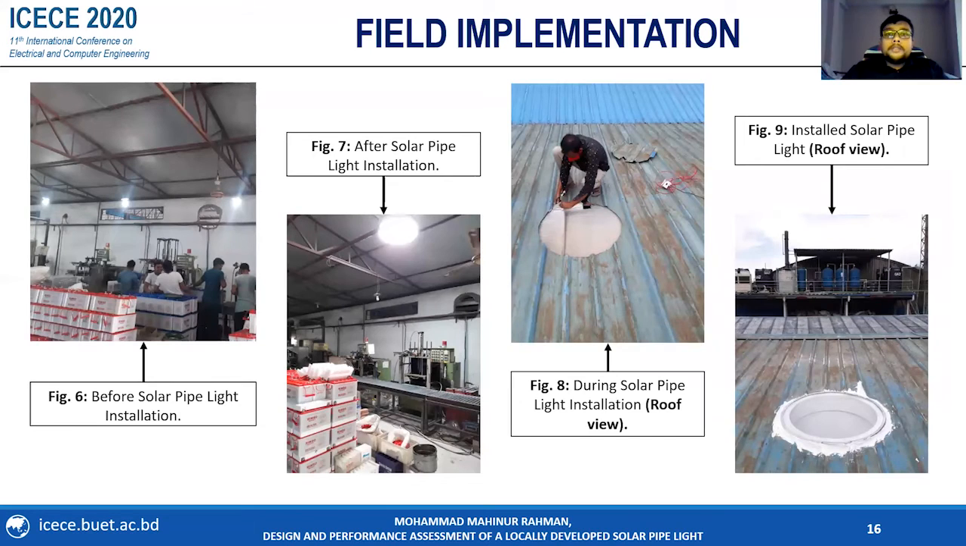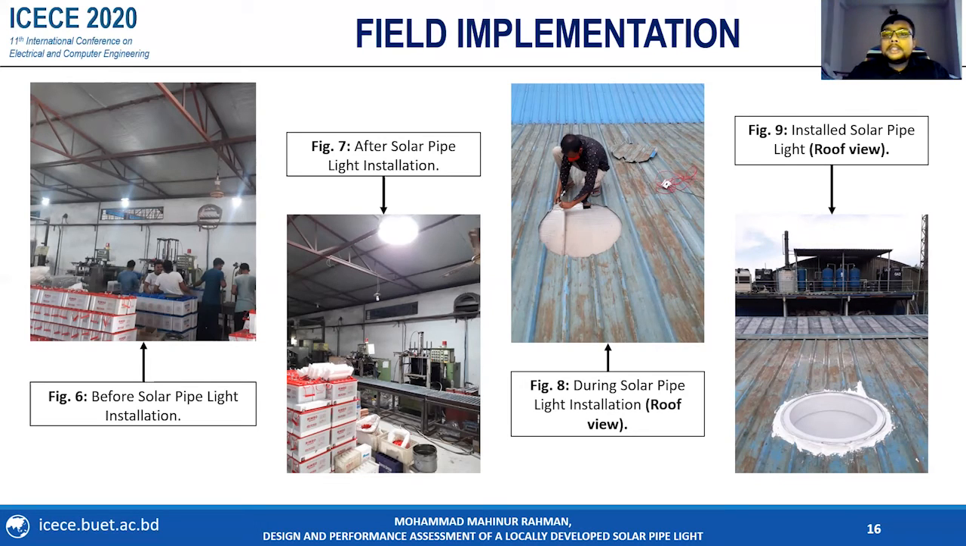This slide shows the implementation of the solar pipe light in the factory. Before installation, we see that artificial lights were used, and after installation, artificial light need not be used. Rather, the light provided by the solar pipe light is illuminating the room.